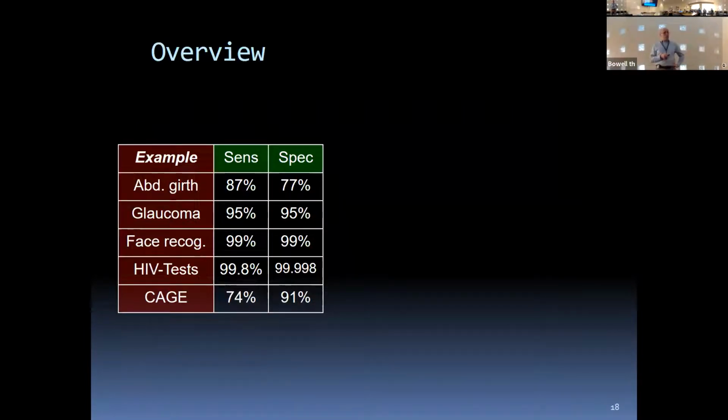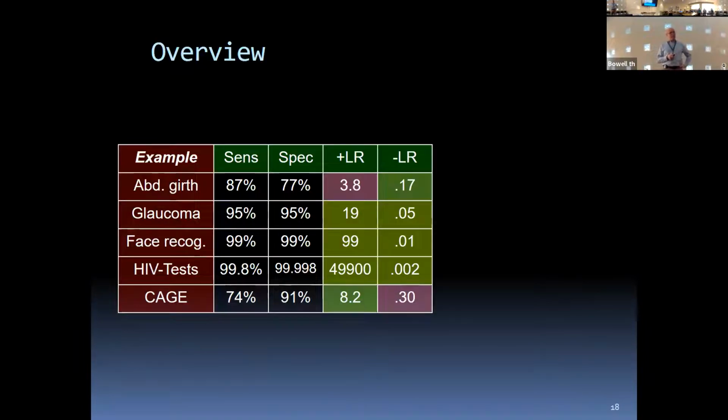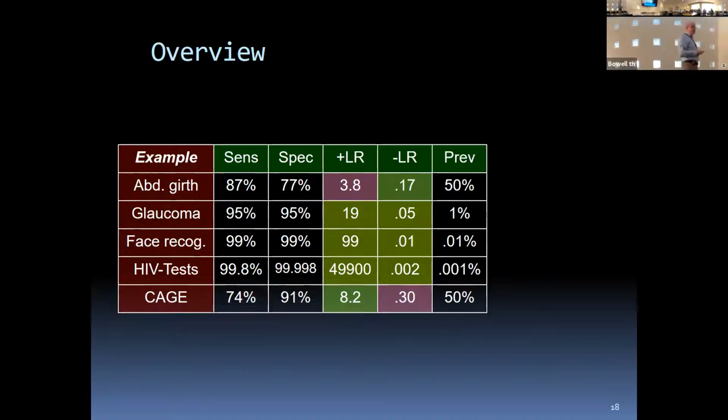We went from abdominal girth all the way up to the HIV test, to the most stellar performance, realizing that when we look at the likelihood ratios, look at that likelihood ratio. This is a massive change from pre to post. It's obviously a very good test. But even the most stellar tests, when we throw the worst possible practice scenario at them, can fail.